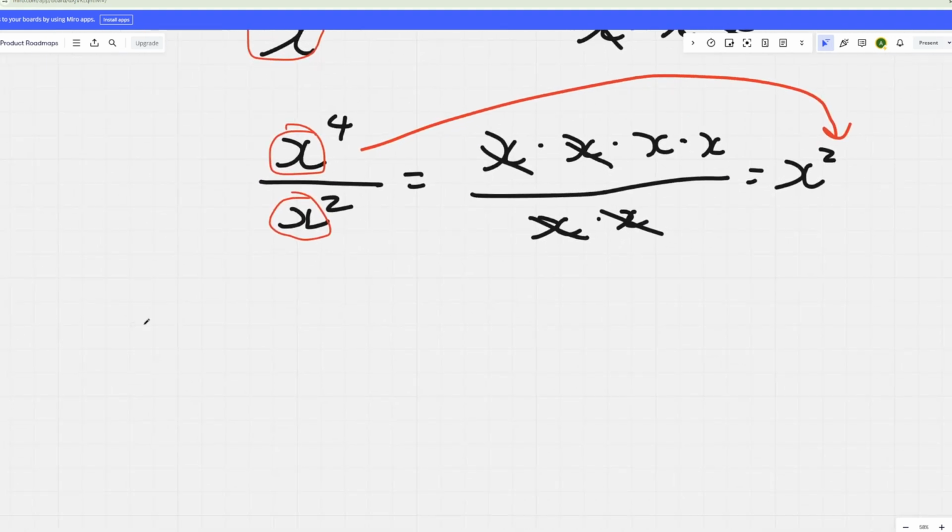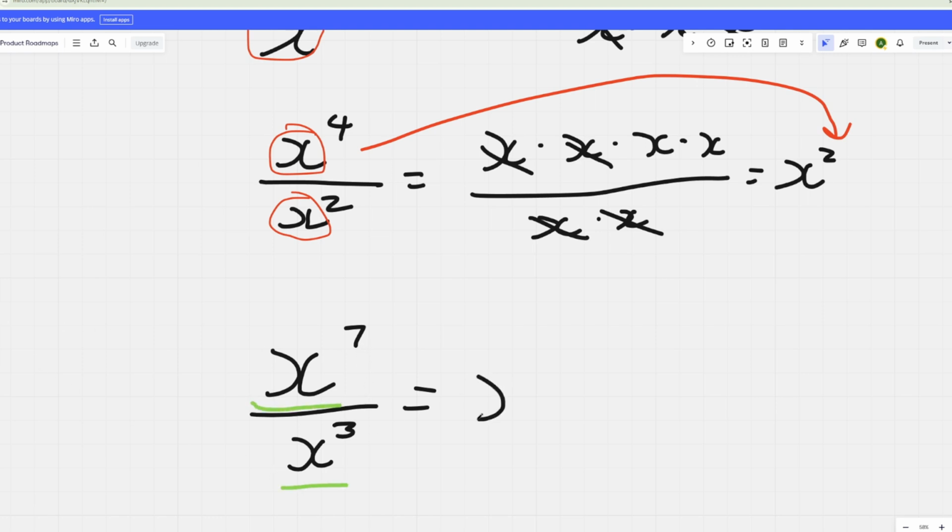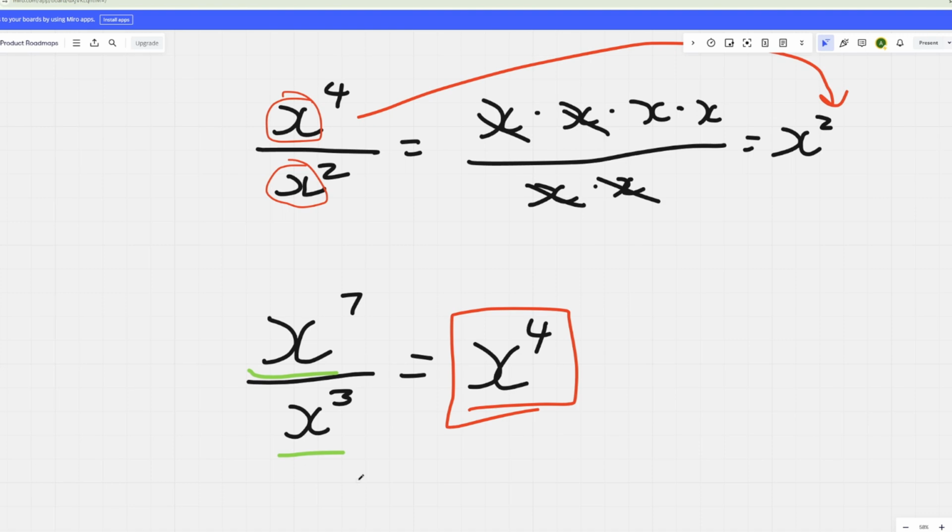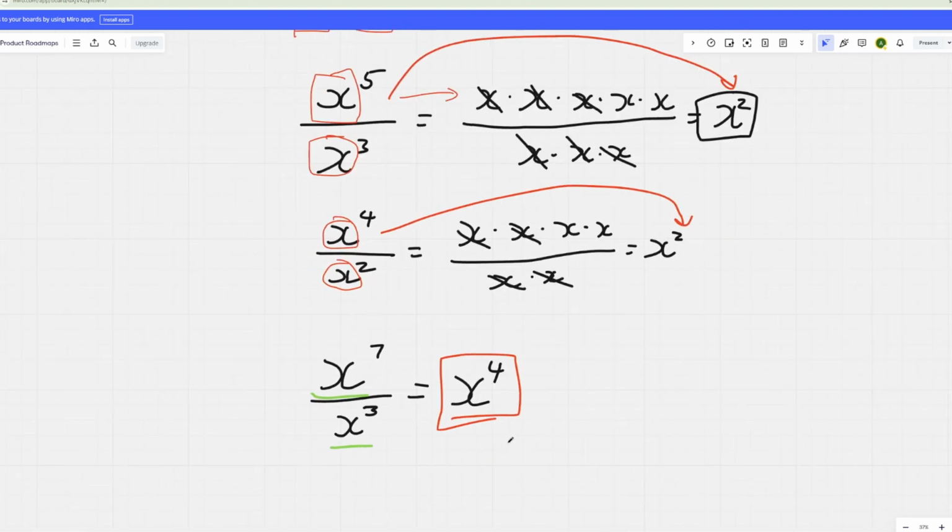So then, if I give us x to the 7th over x to the 3rd, I see these are the same base. And now all I have to do is subtract these powers. That's it. I don't have to write 7 x's on the top, 3 x's on the bottom, and cancel everything out. No, I can just write 7 minus 3 is 4, and that's my answer. So this makes it a lot easier for you guys to solve these kinds of questions really quickly.